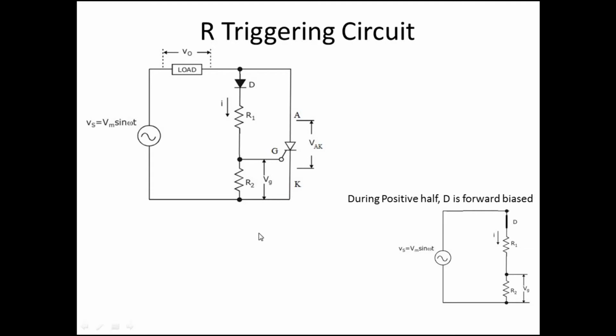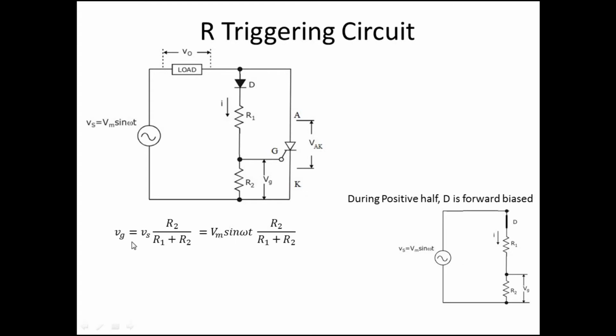So let us analyze what that voltage is. This is a potential divider circuit. The input is Vs, so the voltage across R2, Vg, is equal to the total voltage Vs times the resistance R2, where we are finding the voltage, divided by the total resistance R1 plus R2. That voltage is the same as the gate voltage: Vg equals Vs into R2 by R1 plus R2. But Vs is nothing but Vm sin omega t, a sine wave with maximum value Vm.